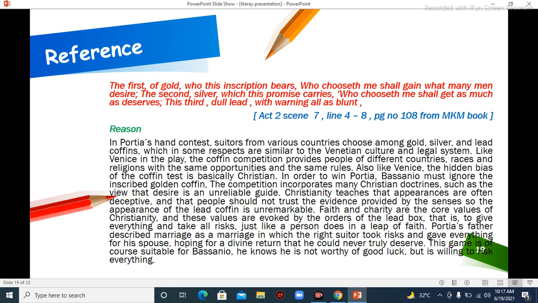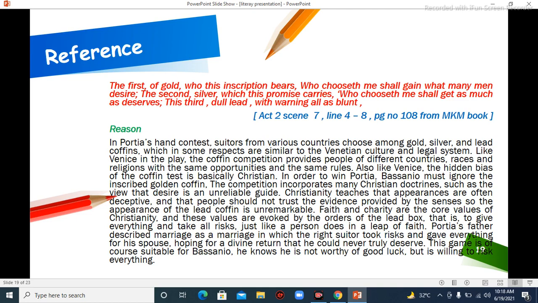Okay, let us take a reference here in the given text. The background is that Bassanio has to choose either the casket of gold, the second one of silver, and the third one of lead. Basically, a person of any of the three religions can choose the right casket and marry Portia.